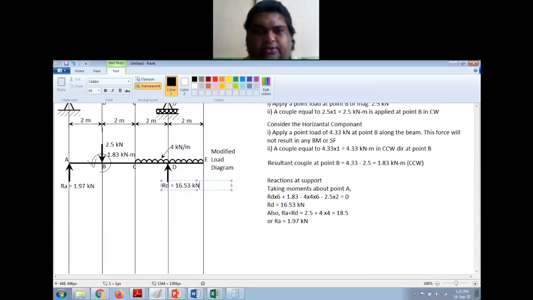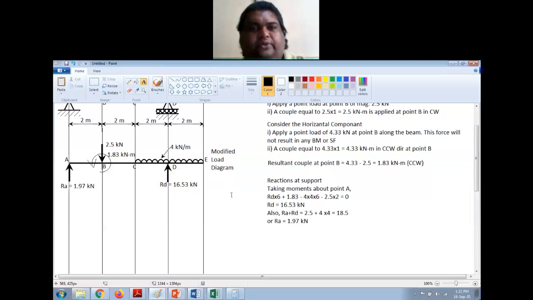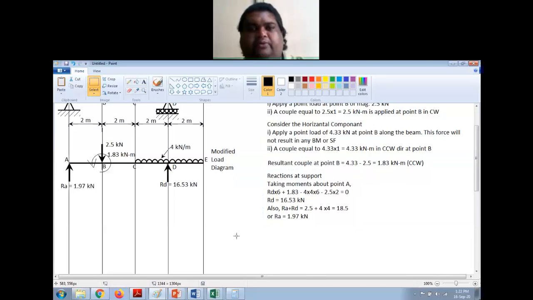16.53 kilonewton. See, wherever you have more load on the beam, you should have larger reaction force. So here you have UDL, which is 4 into 4, 16 kilonewton. That's why you have a reaction equal to 16.53. Whereas here you have load close to this is only 2.5. That's why you have lesser reaction at this point. Okay. With this, we are done with the support reactions. That is your step number 1.